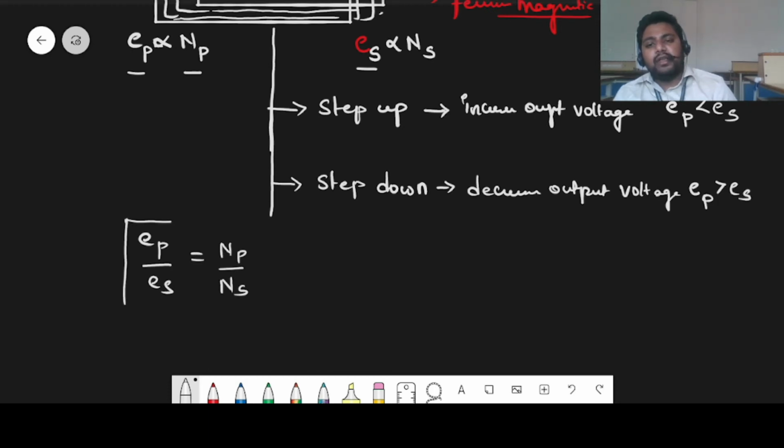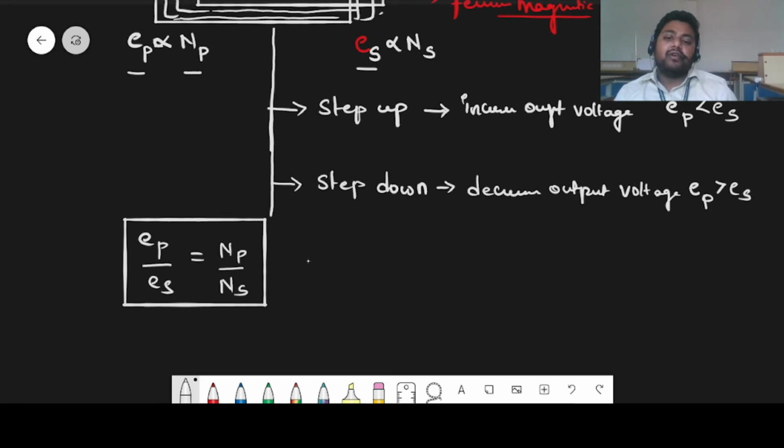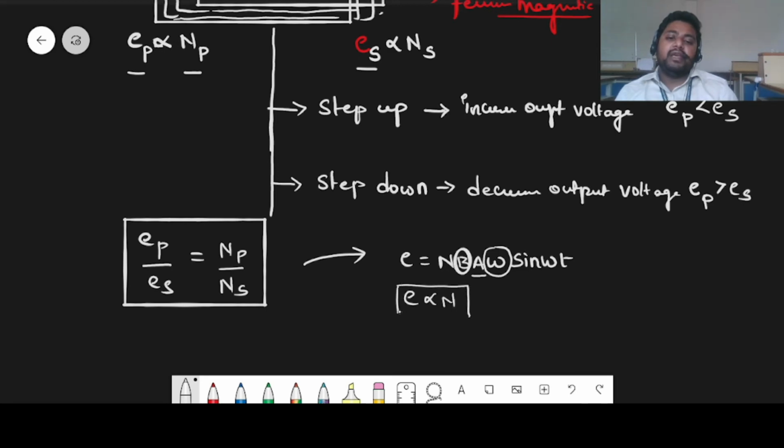Since induced EMF depends on the number of turns. From where did we get this formula? We got this formula from E is equal to N B A omega sine omega t. Okay, since the frequency is the same in both cases, the area of cross section will be the same. Since a ferromagnetic substance is being used, the magnetic field also will be the same. So E is directly proportional to N. So EP by ES can be written as NP by NS from that.